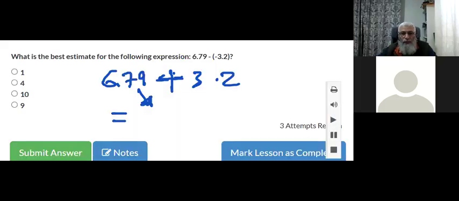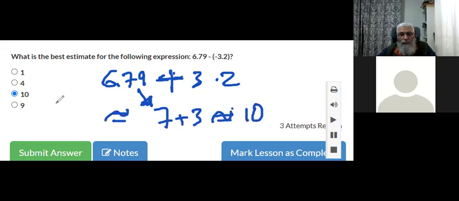10. Yes, this is correct. Because this is approximately 7, and 7 plus 3 is approximately 10. So positive number and positive number is positive. We add numbers.